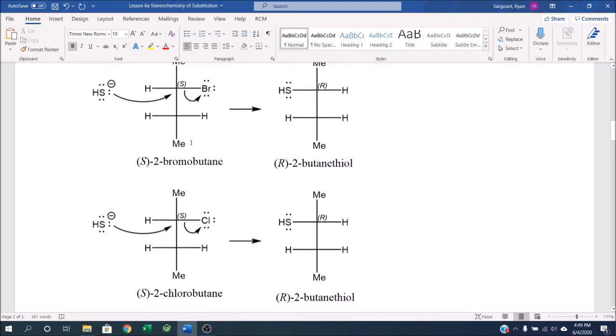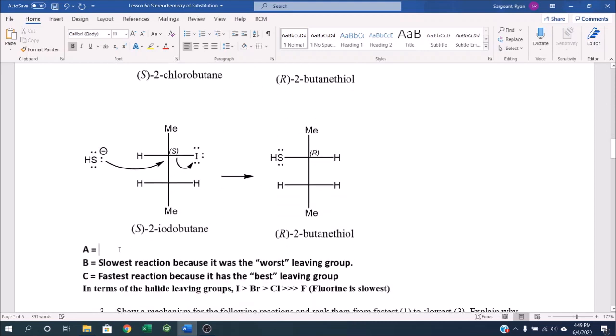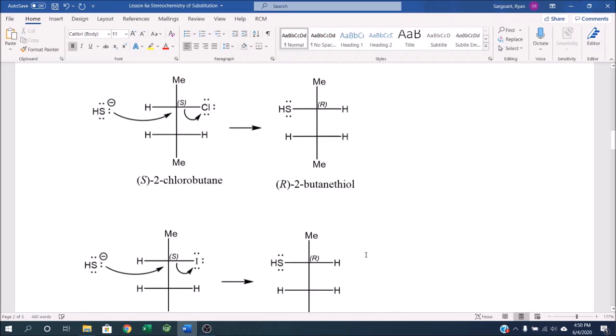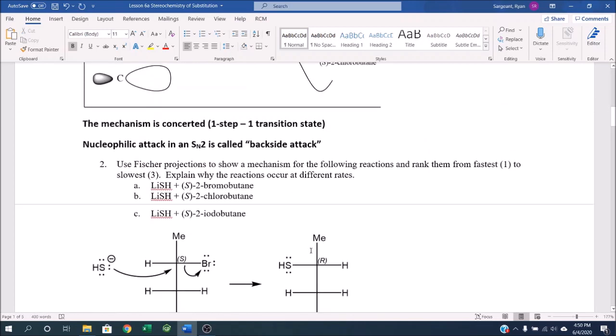Finally, the first one right here, the bromine's kind of the middle ground. And so this is the middleist reaction, because it has the middleist leaving group. Just making up words right and left right here.